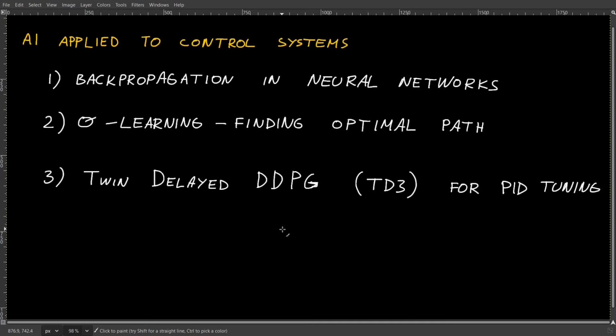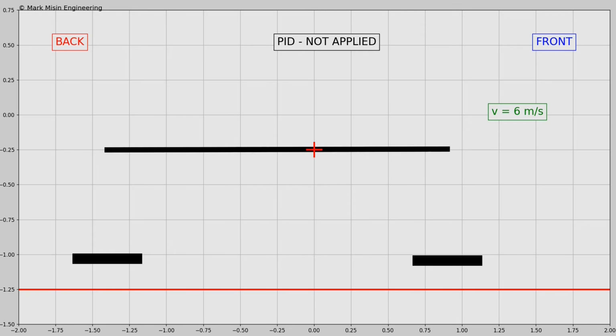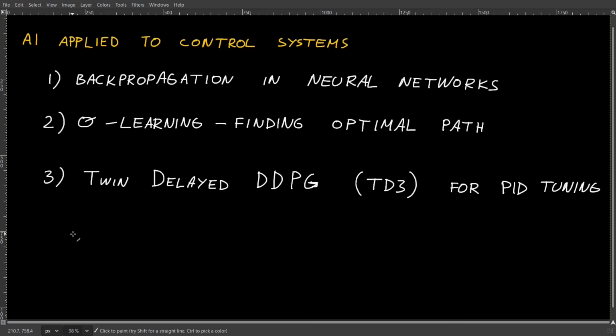Finally, I will introduce you to a state-of-the-art machine learning actor-critic algorithm, twin-delayed DDPG or TD3, and we're going to apply it to a vehicle suspension system of a half-car model in order to tune the two PID controllers using that AI technique in PyTorch. This tutorial will have theory and code implementation.